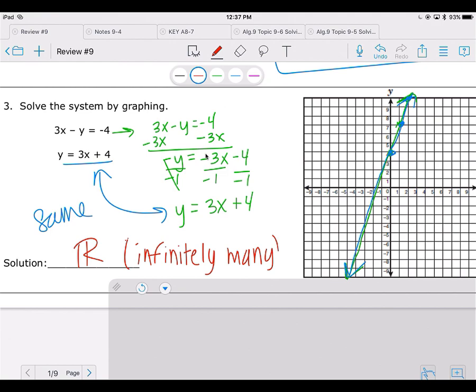Those two words mean the same thing, and you could see either one on your test, so you need to know that infinitely many and all reals are the same thing. This one is all reals or infinitely many because my equations are exactly the same, or because my graph is exactly the same.